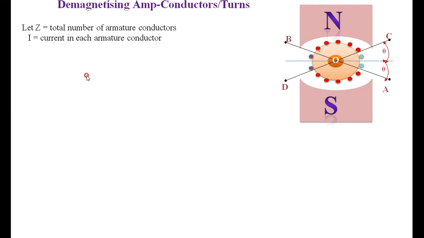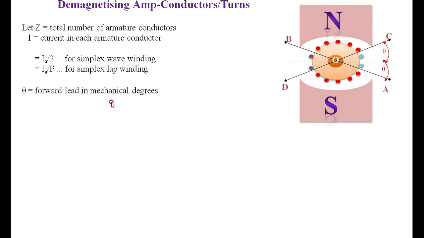Therefore, I am writing here: IA by 2 for simplex wave winding, IA by P in the case of simplex lap winding. I told you that the current I is IA by 2 in the case of wave winding, and IA by P for the lap winding.